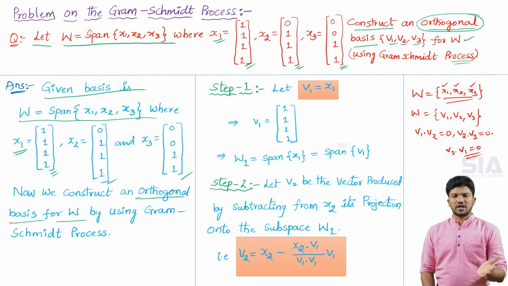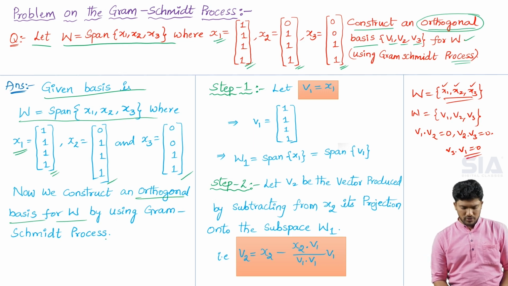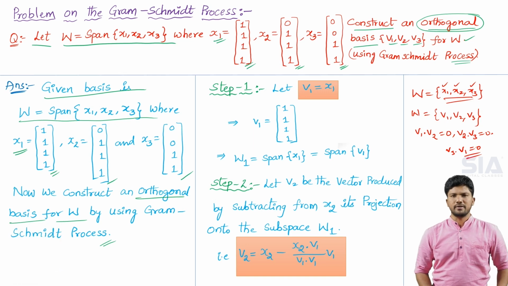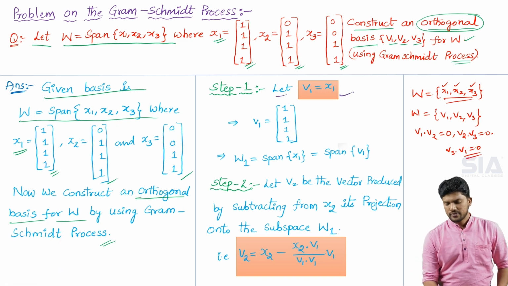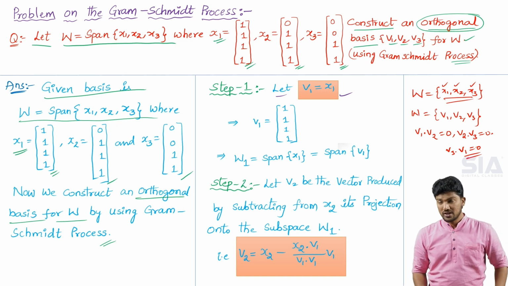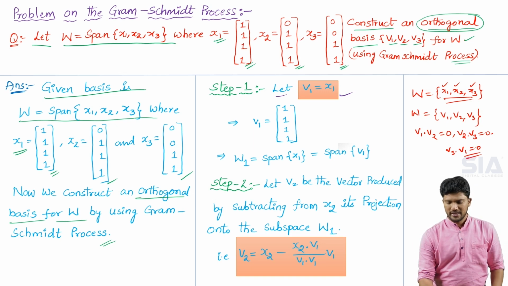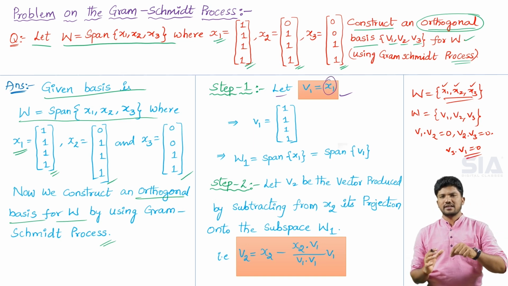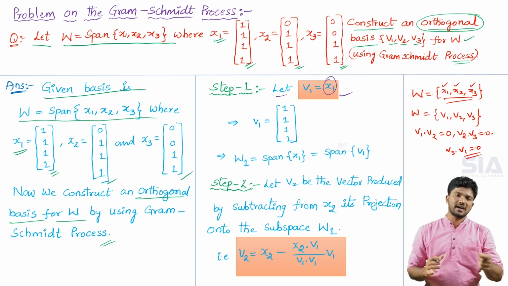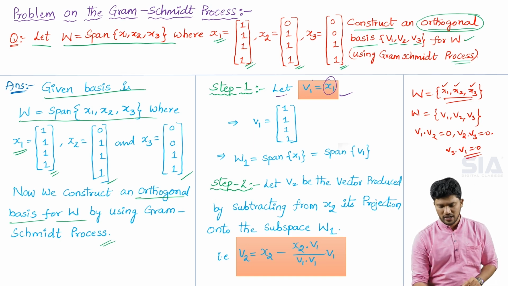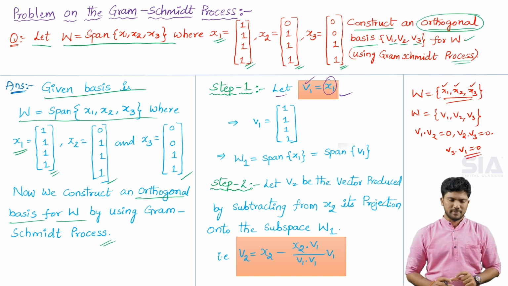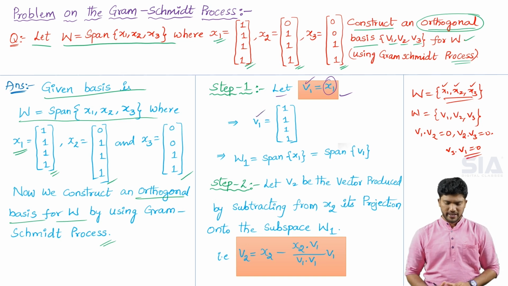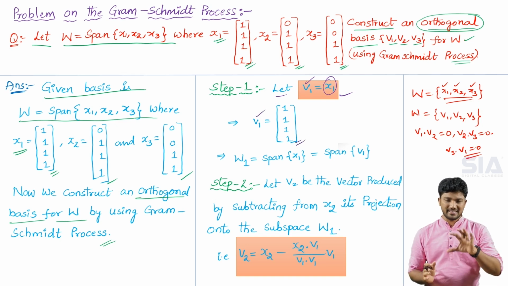Now to construct the orthogonal basis for W by using the Gram-Schmidt process, we are following the steps. The first step is we let the first orthogonal vector v1 be equal to x1. In the given basis, whatever the first vector is, that first vector x1 we are considering as the first orthogonal vector of the given space W. So let v1 is equal to x1, which is nothing but 1, 1, 1, 1. That is step 1.